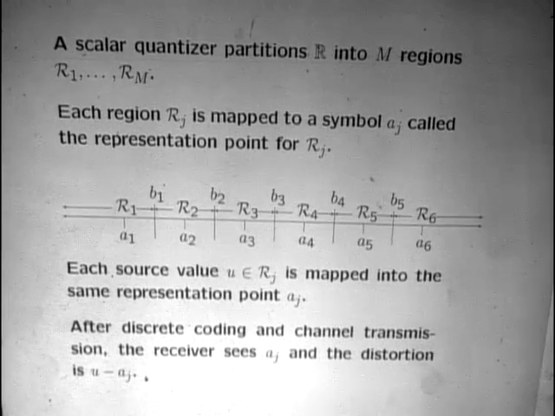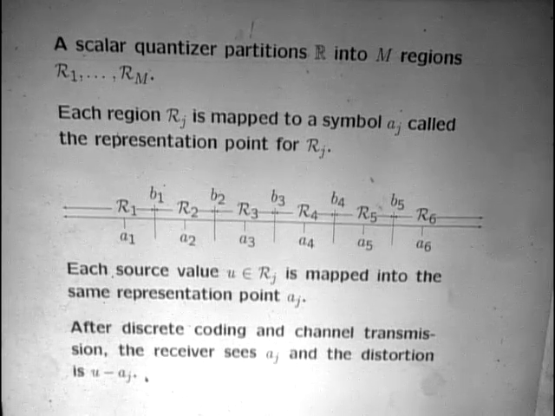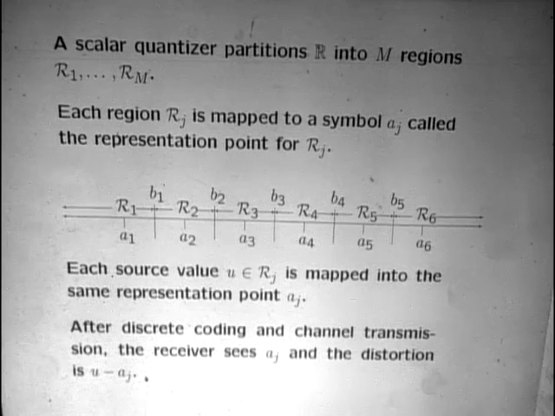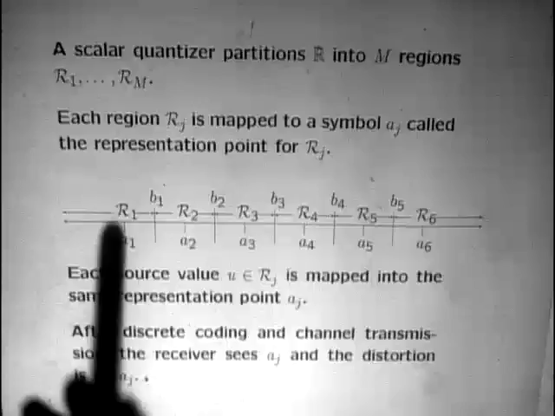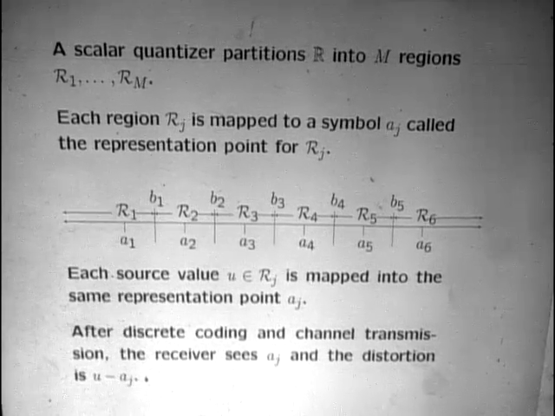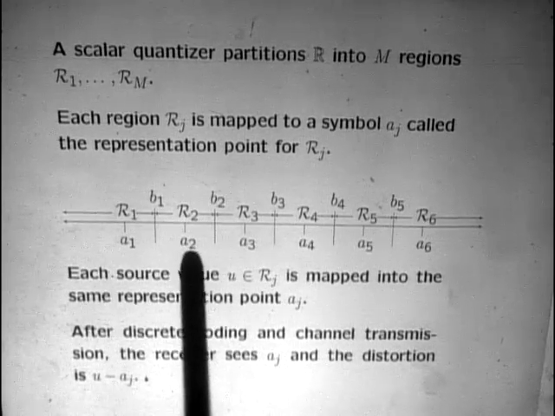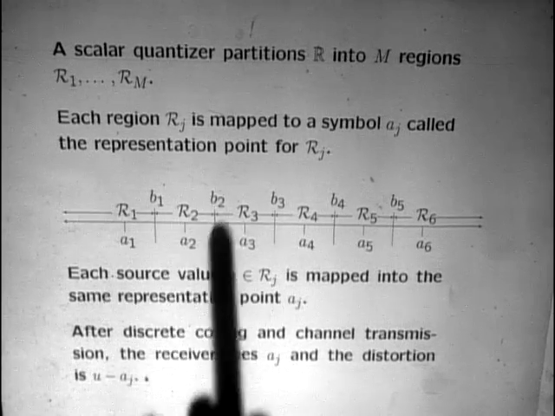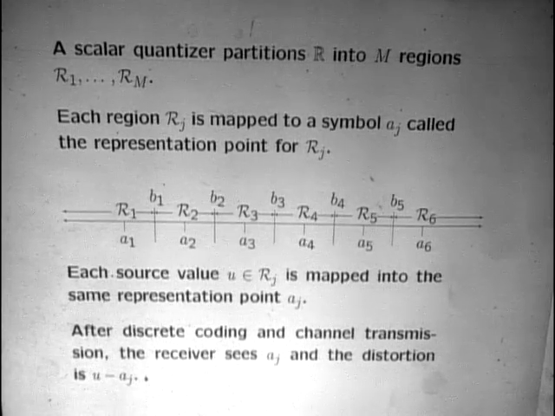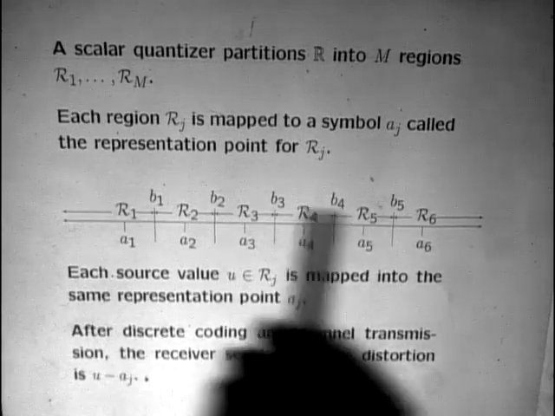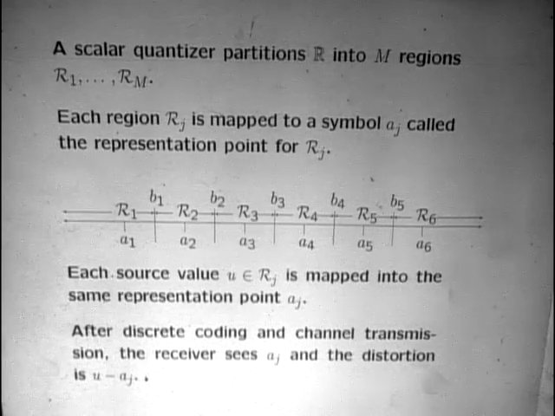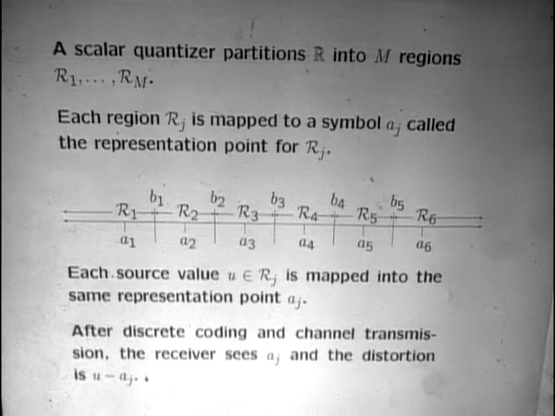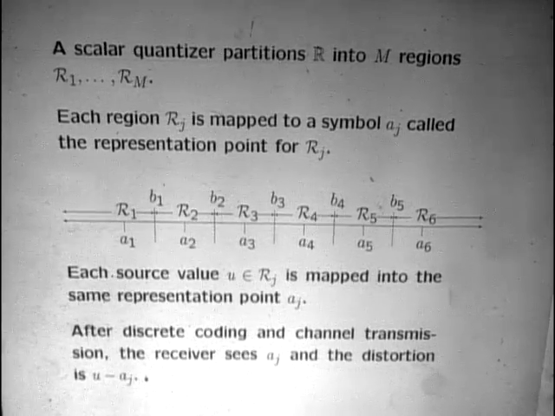Namely, when you're doing a mapping from the real numbers into a discrete set of things, there's some set of real numbers that get mapped into A1. And that, by definition, is called R1. There's some set of numbers which get mapped into A2. That, by definition, is called R2, and so forth. So aside from the fact that the regions in this picture happen to be intervals, this is a perfectly general mapping from R into a discrete alphabet.